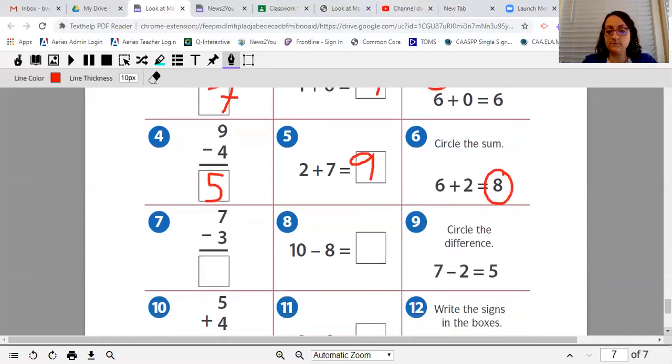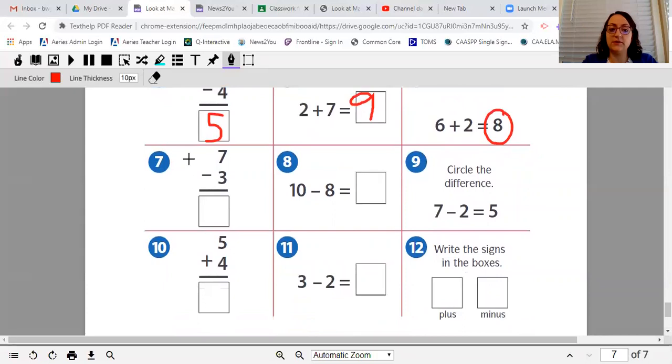Okay, a few more problems and we're good to go. We had 7 and we're taking away 3. So we're going to go 1, 2, 3 to leave us with 1, 2, 3, 4. And here, guys, we have 10. We're going to take away 8. So we're going to go 1, 2, 3, 4, 5, 6, 7, 8, which leaves us with 1, 2. And remember that it says here, circle the difference. The difference is our answer for subtraction problems. So if we have 7 and we take away 2, the difference is 5.